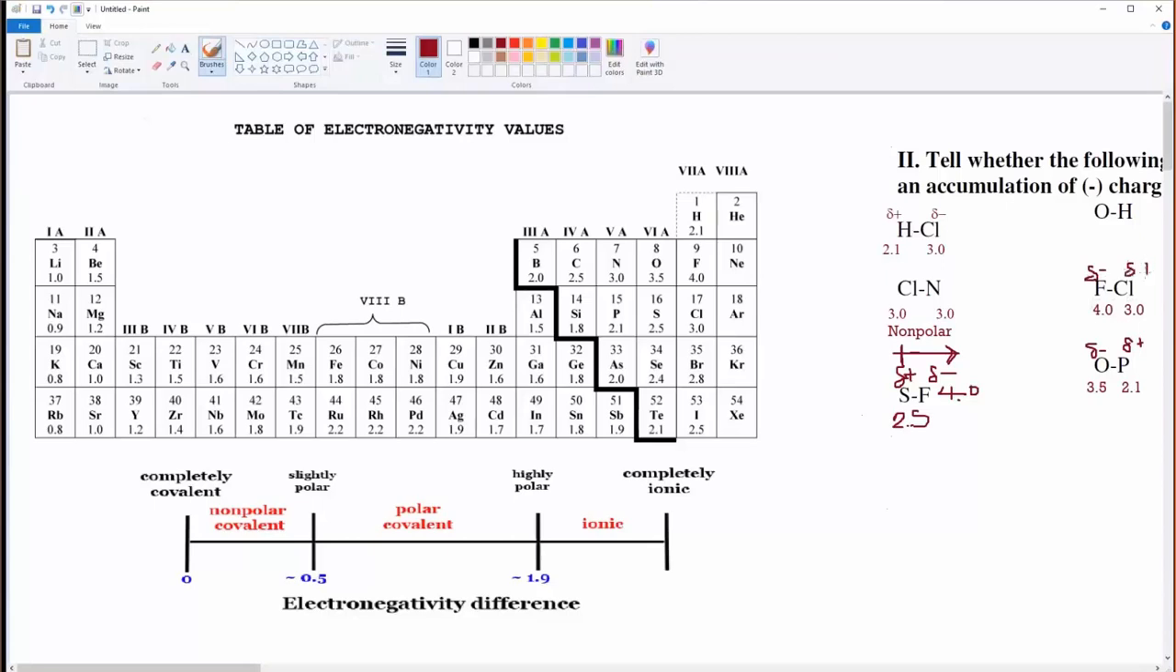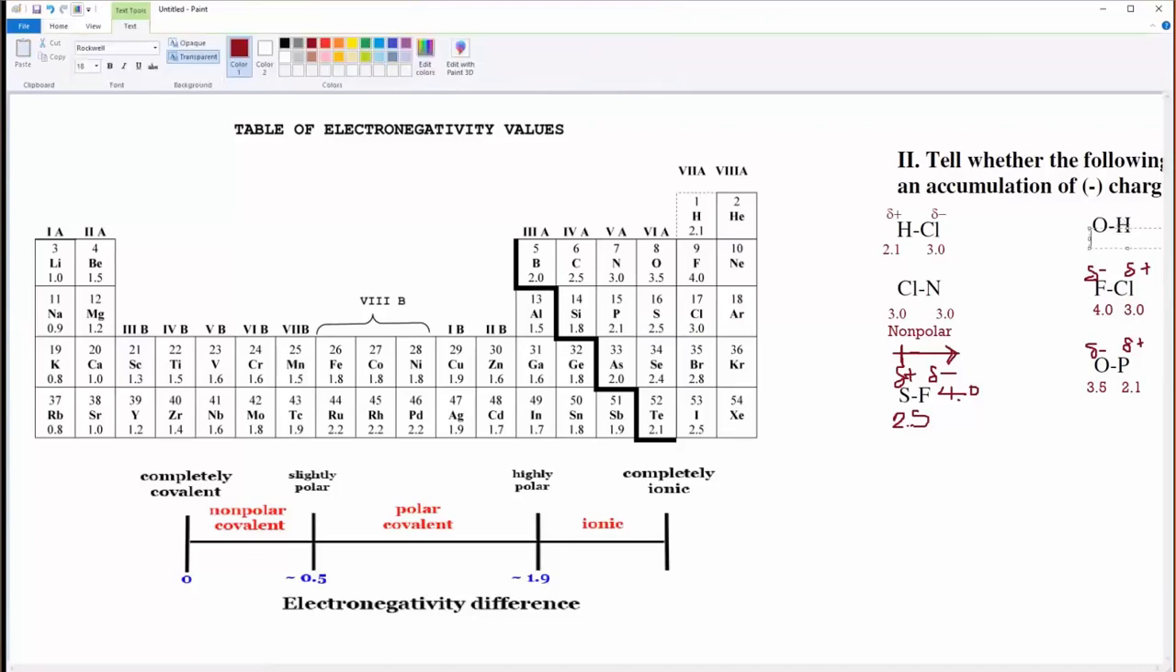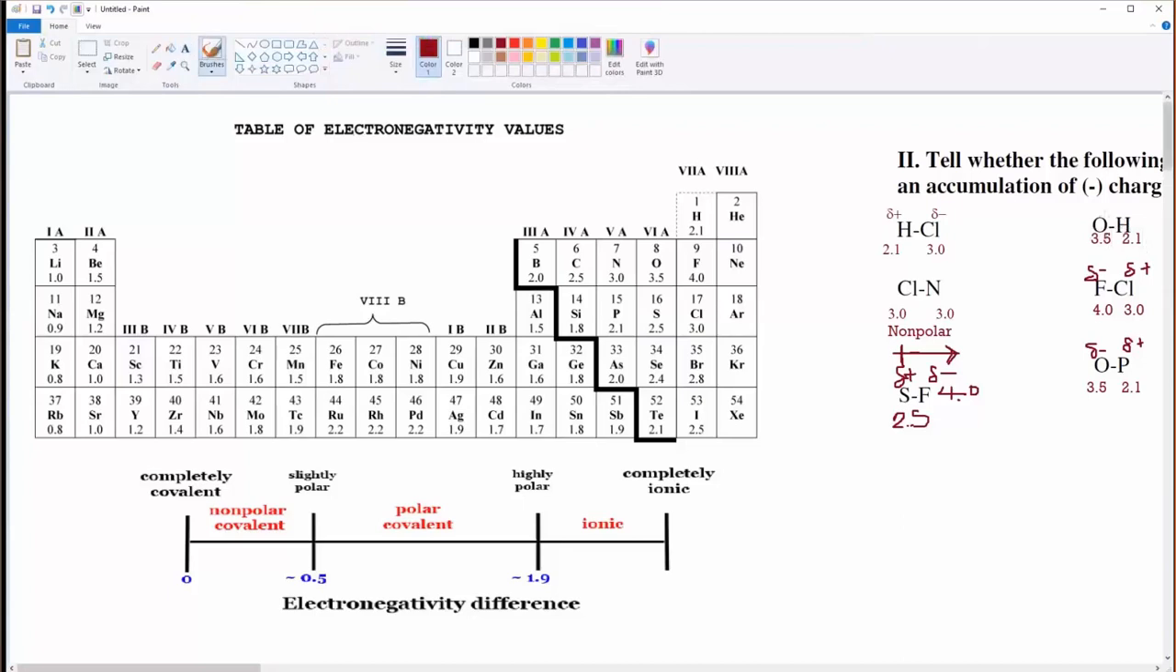Good. What about the OH? Good. As Sarah noted, it's polar. The oxygen is 3.5 and the hydrogen is 2.1. The difference of 1.4 is definitely in the polar covalent range. And because the hydrogen has the lower value, it gets the partial positive charge. So we get a partial negative here, partial positive here. Just like that. Okay, let's take it to the next step.